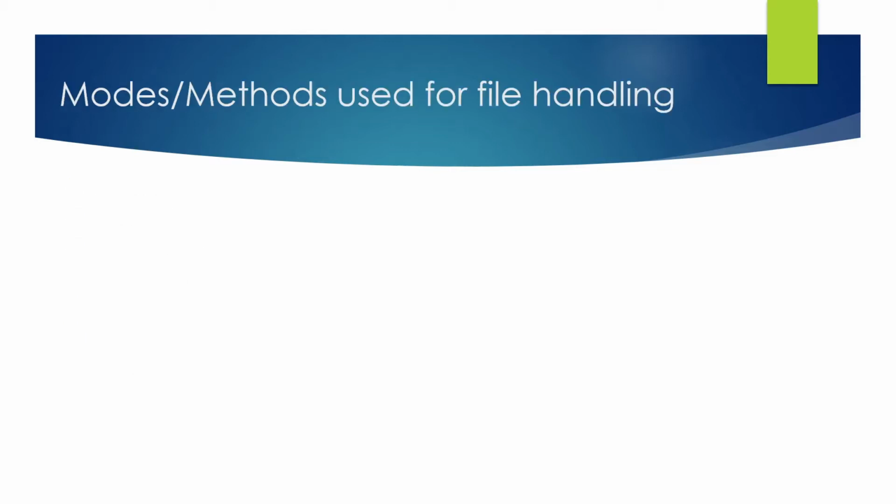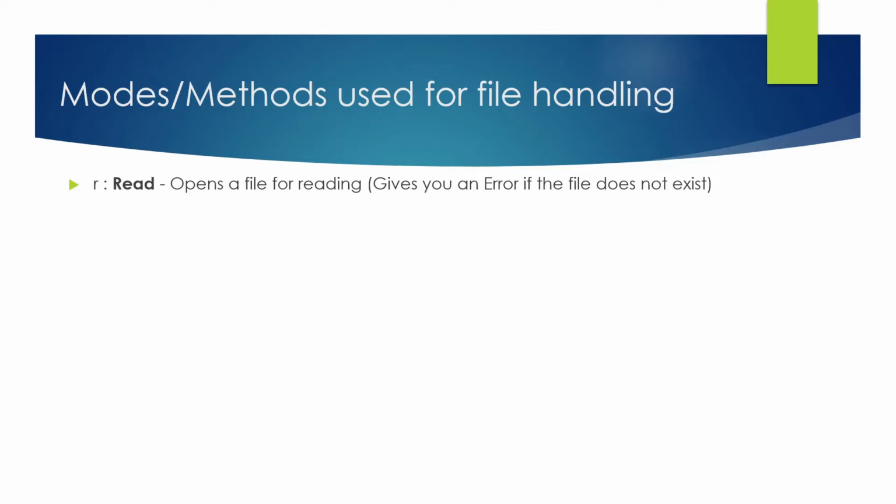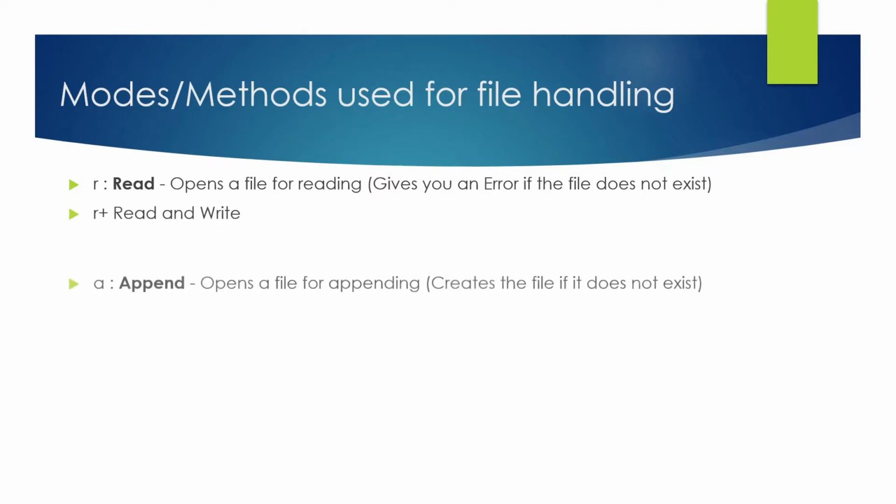So the first thing that we are going to discuss is modes or methods used for file handling. First would be read. Read comes with R, opens the file for reading. It gives you an error if the file does not exist. So basically when you try to use read and your file is not present in your directory, it will throw you an error. R plus is for read and write.